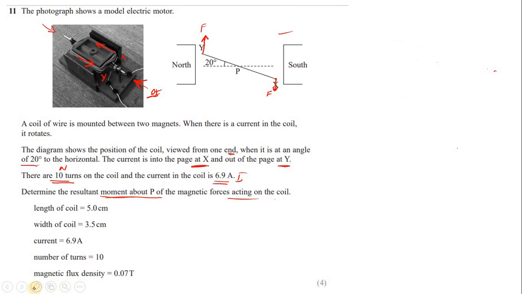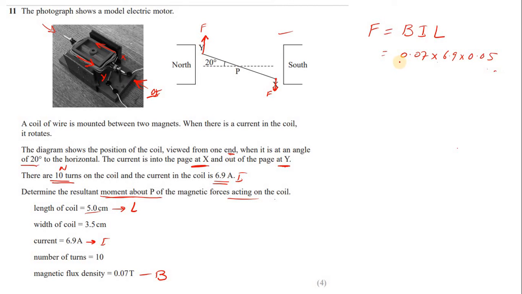So force is acting F. Consider only one wire because we need one force. F is equal to BIL. So this is your magnetic field, this is your length, and this is your current. So BIL: 0.07, current is 6.9, length is 5 centimeter, 0.05. So yeah, 5 divided by 100.